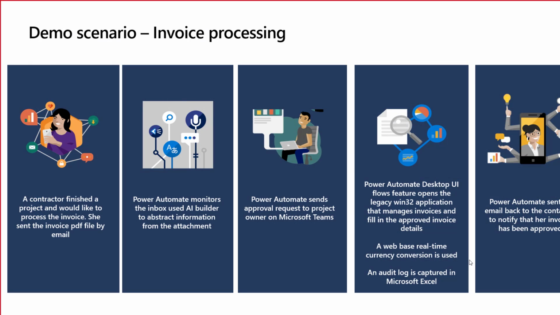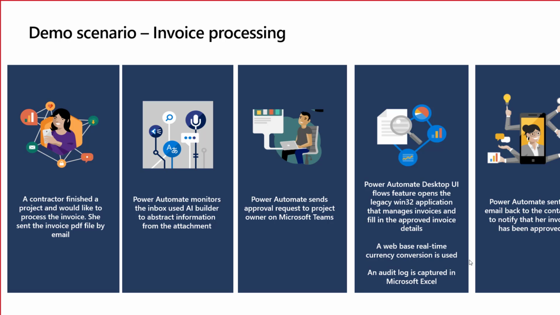So the use case I'm going to show you today is an end-to-end use case that really highlights our key strengths. We've got a contractor that has finished a project and wants to submit an invoice. They send that invoice in through email. We take the attachment, and this is where we're using connectors, pull the attachment out, send it over to AI Builder. Have AI Builder use the form processing capabilities to extract key information from that document, and then we can use that to route to Microsoft Teams for approval.